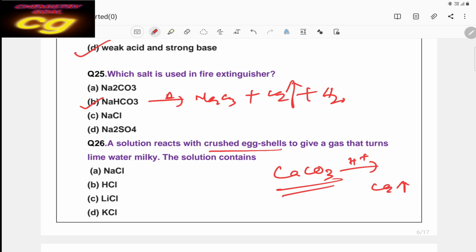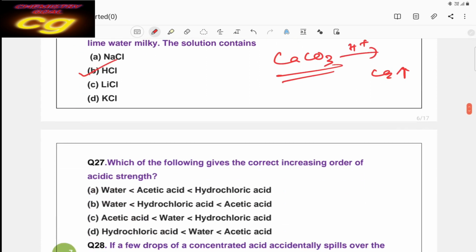So what is the question? A solution reacts with crushed egg shell to give a gas that turns lime water milky. So the answer is hydrochloric acid, because the others, NaCl, lithium chloride and potassium chloride, are salts and do not react with calcium carbonate.